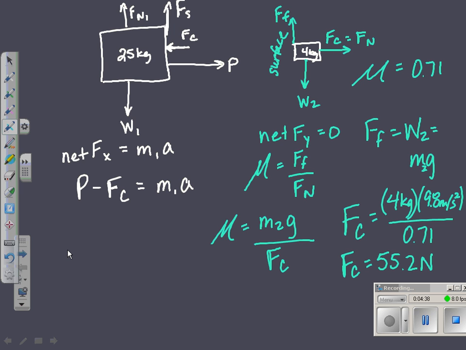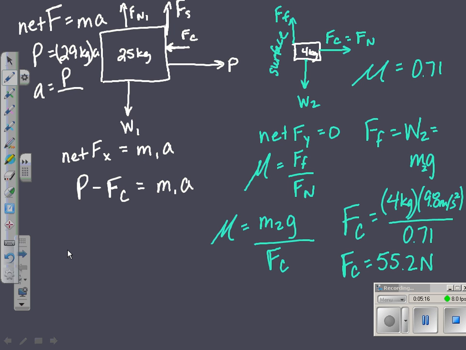Now, if we bring that information back over to the large block, we can also say that the net force of the entire system equals mass times acceleration. If that's true, then the net force on the entire system right now would be considered that P, or how much that P is involved. And then we have 29 kilograms and A. So really A is just a portion of that push and the mass of 29 kilograms.